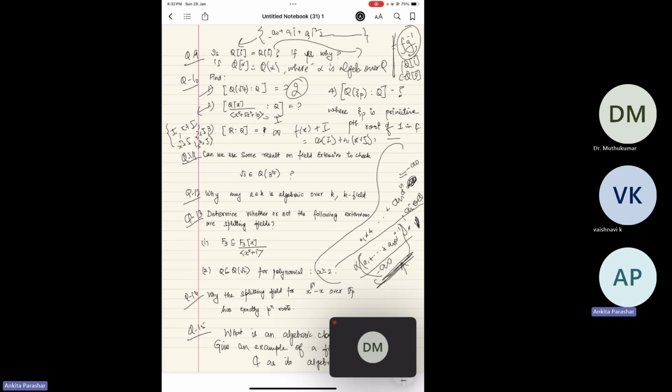Okay, so what about part 4? Q(ζp) over Q, where ζp is the primitive pth root of unity in C. It's p. Are you sure it is p? Think a while, maybe you will get it.